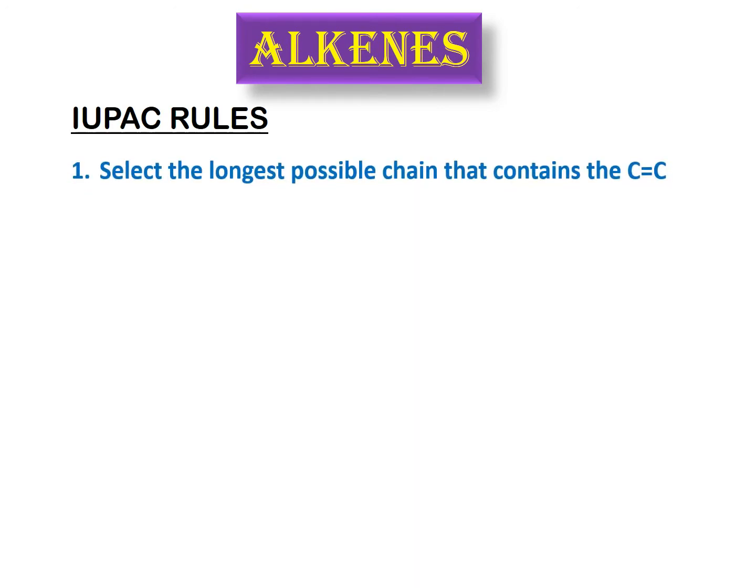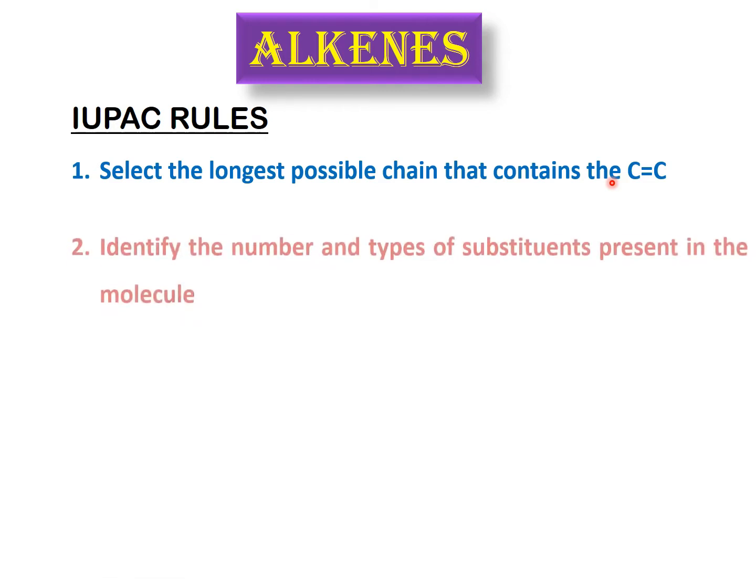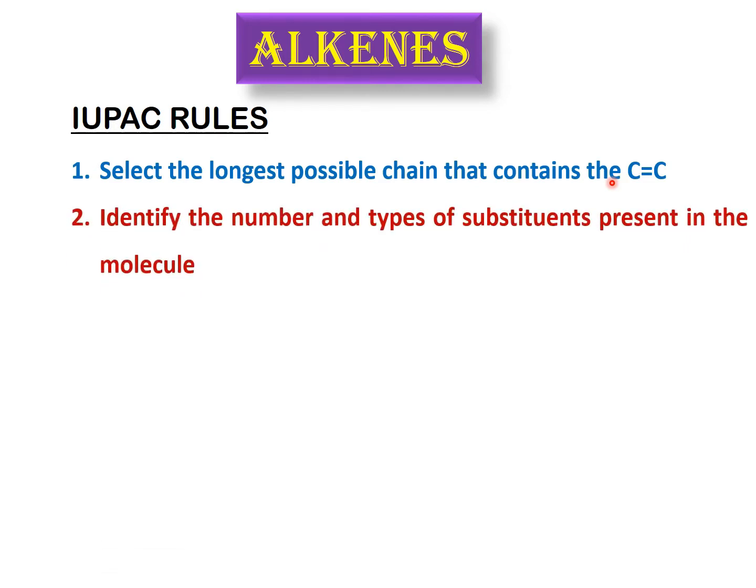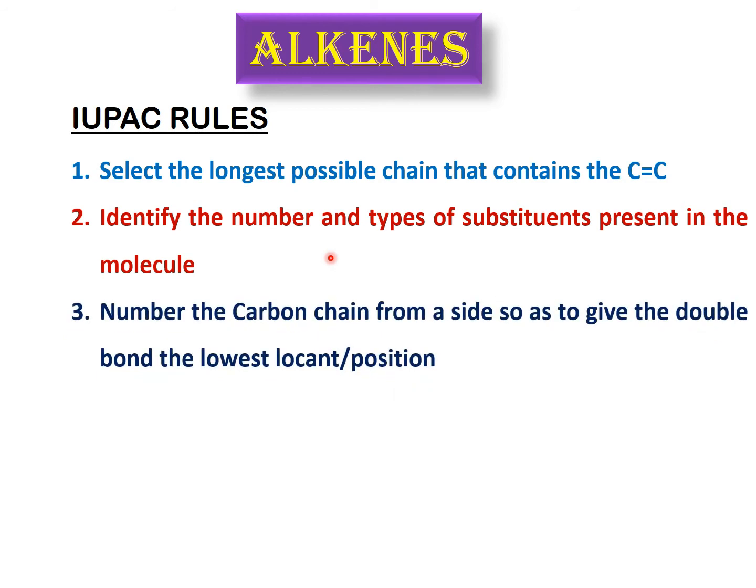So let's see what the IUPAC rules for naming alkenes are. The basic rule is the same. First, you have to select the longest possible chain that contains the carbon-carbon double bond. Then you have to identify the number and the types of substituents that are present in the molecule. The third rule is to number the carbon atoms in the chain.